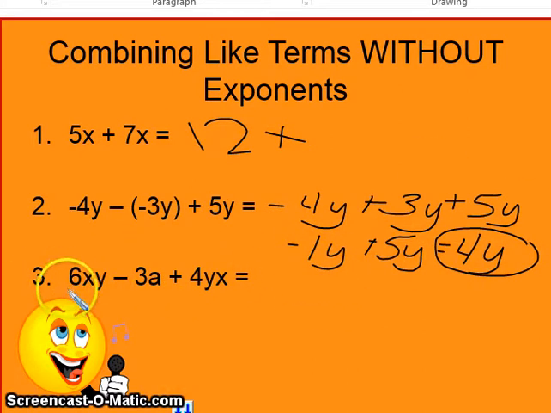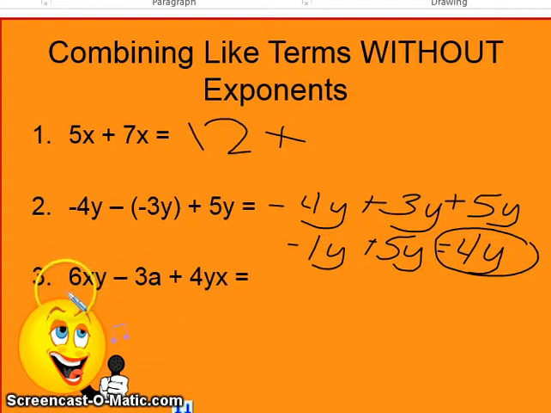In example 3, we've got 6xy minus 3a plus 4yx. Now, 3a is the oddball out here. It has a different variable than these other two terms. It's got a instead of x and y. So this is not a like term, and we're not going to be able to combine it with anything. However, it does still need to be in our answer.